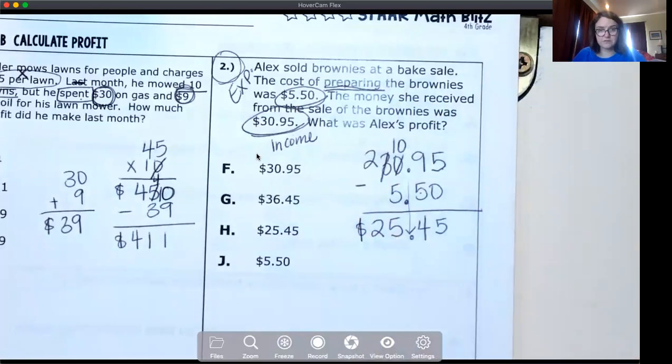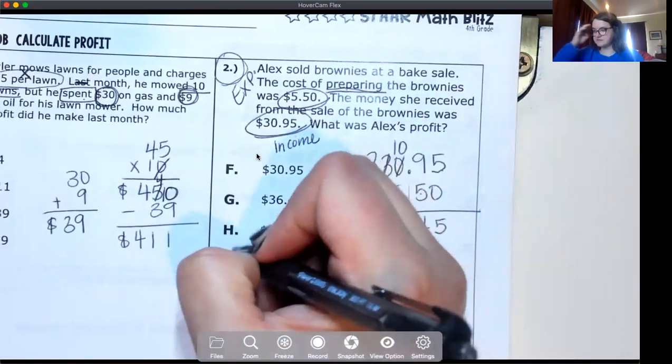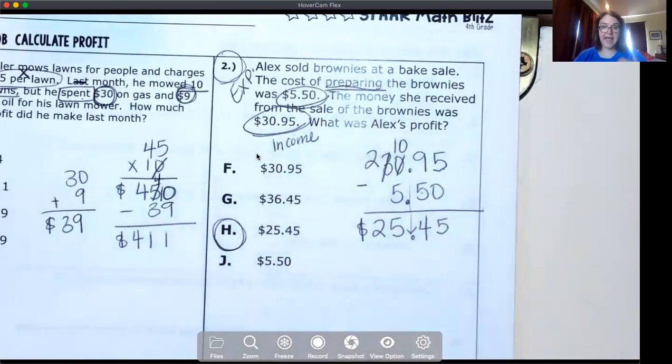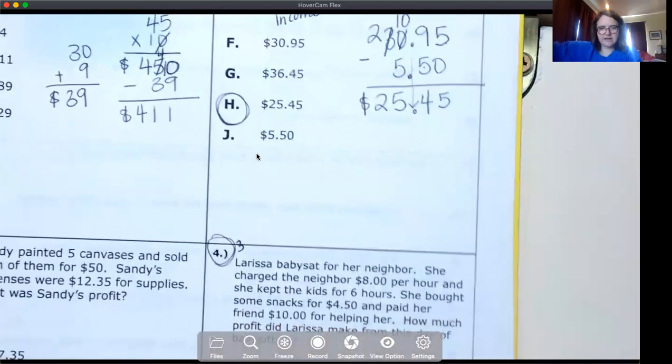So the profit was $25.45. It's how much Alex made after taking out her expenses. Let's check out another.